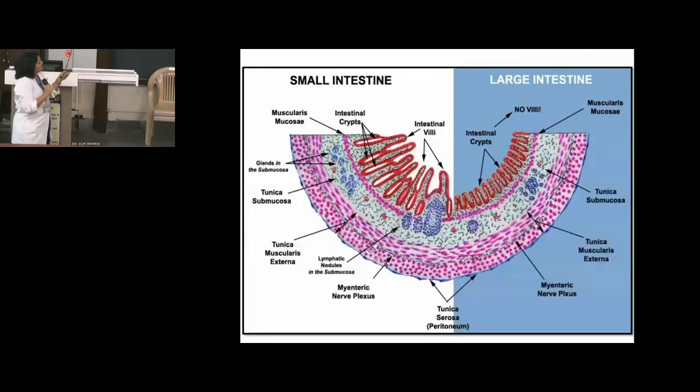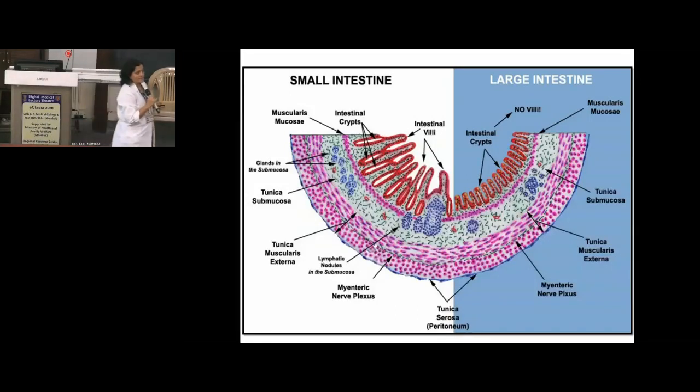That's small intestine and that's large intestine. What difference do you see? See the villi? No villi here. But crypts would be present, right? These are just folds which are seen. So there will be crypts present. So don't ever mention villi in the colon. Colon doesn't have villi. There are just crypts which are present.